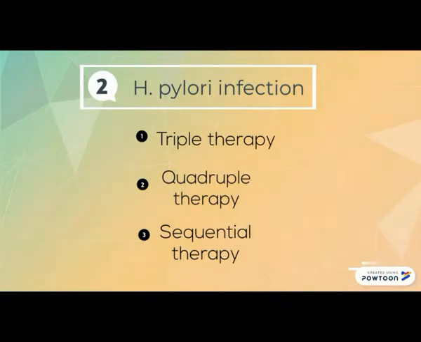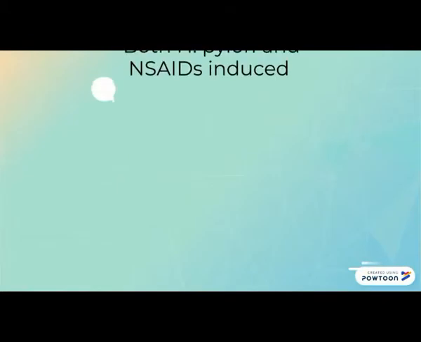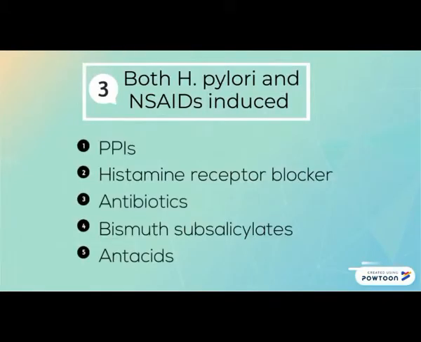If your peptic ulcer is induced by both H. pylori infection and NSAIDs, PPI or histamine blockers, and other medicines such as antibiotics, bismuth subsalicylates, or antacids will be given.